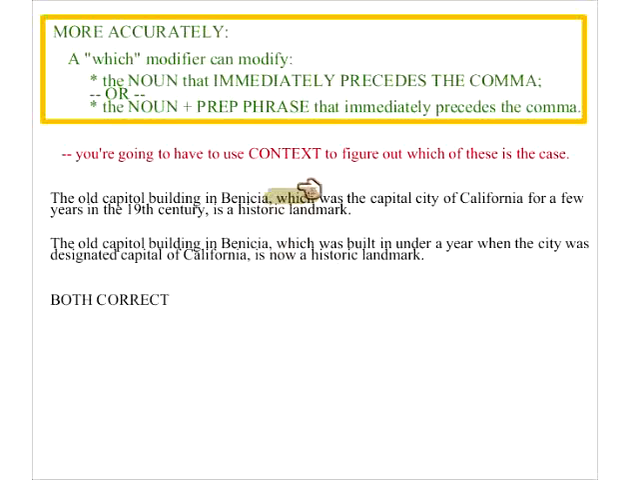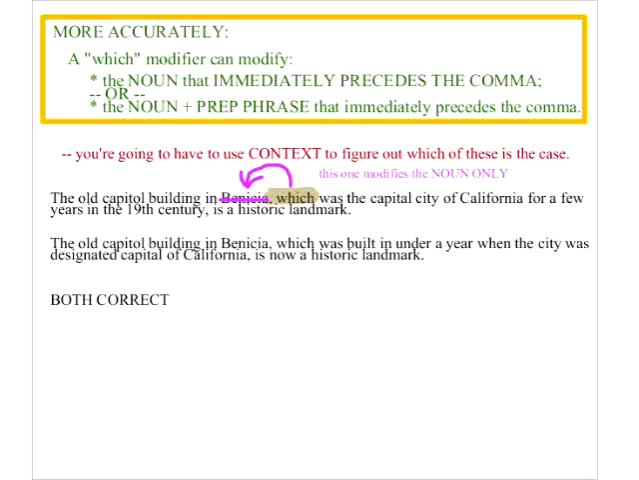So the only thing that makes sense here is we're talking about Benicia, which was once the capital city of California. So this is a modifier that works the normal way that the book describes as a starter, where this is just talking about Benicia. You can figure that out from context. So in this case, this one modifies the noun only. Smiley face if that makes sense. If you have any questions, please type them in the text box.